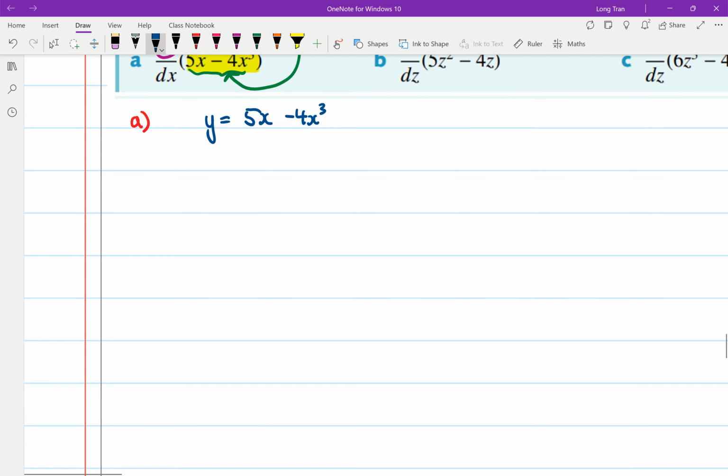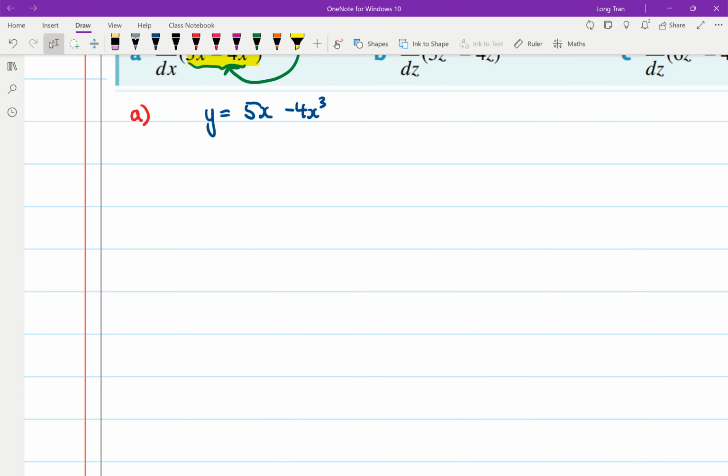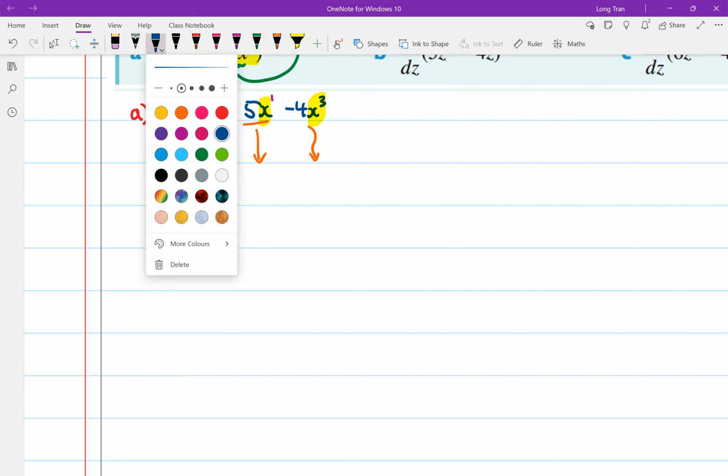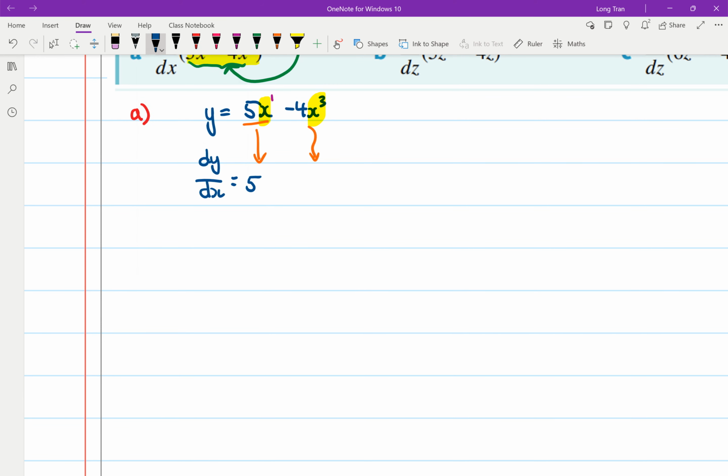Okay, and from here, we are now going to write delta y delta x is equal to, and differentiating each term. Each term now becomes, and remember we're differentiating the function. This is power of 1 here. So essentially 5 stays the same. And the derivative of x is the same thing as 1 times x to the power of 1 minus 1.